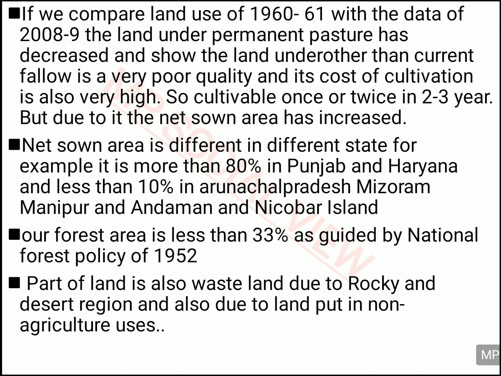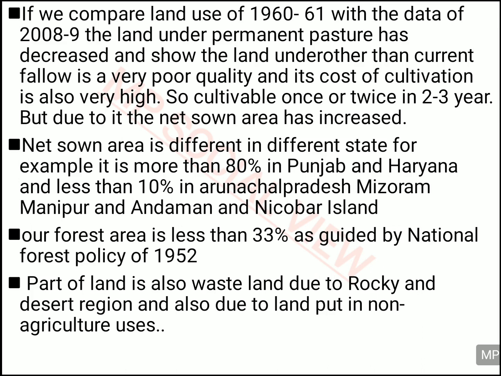It is around 80%, more than 80%, in states like Punjab and Haryana, and it is less than 10% in states like Arunachal Pradesh, Mizoram and Manipur and other northeastern states, and also in the Union Territory of Andaman and Nicobar. So there are some places which have less net sown area, and there are some places which have more net sown area. And the forest cover should be at least 33% in any area, but it is not followed in India because we don't have that much land under forest in our country.